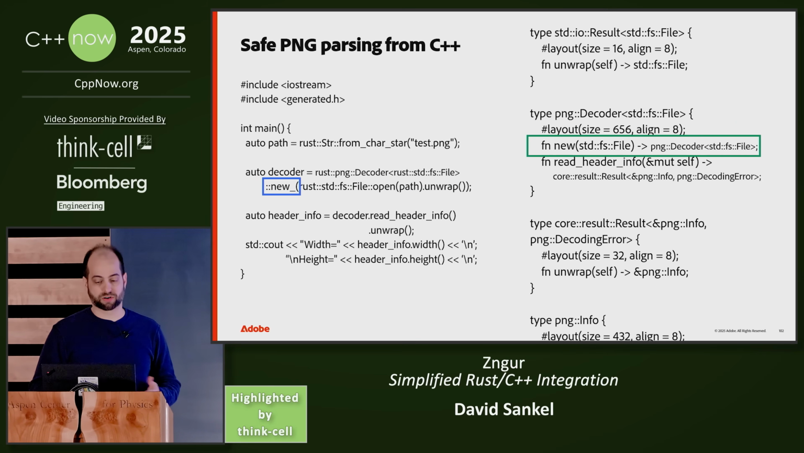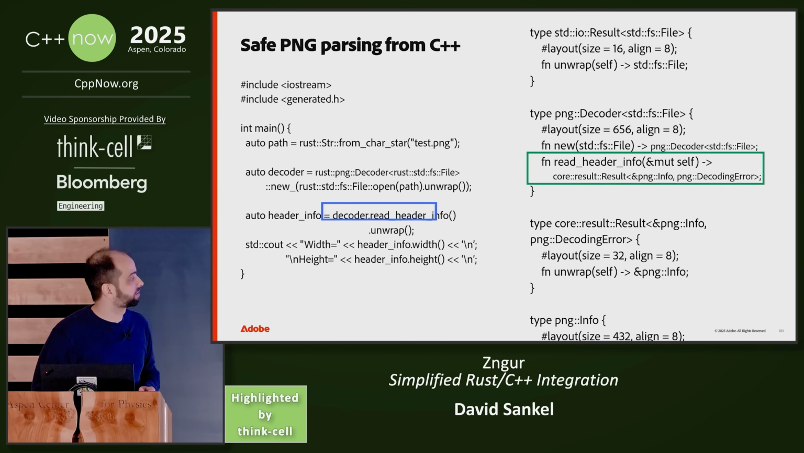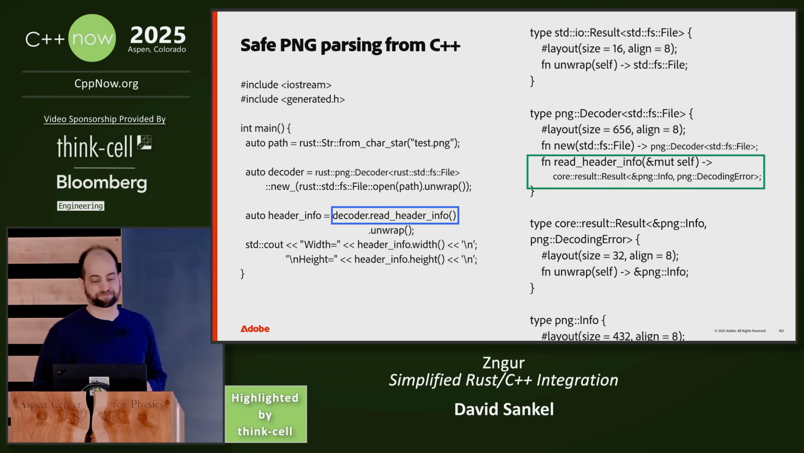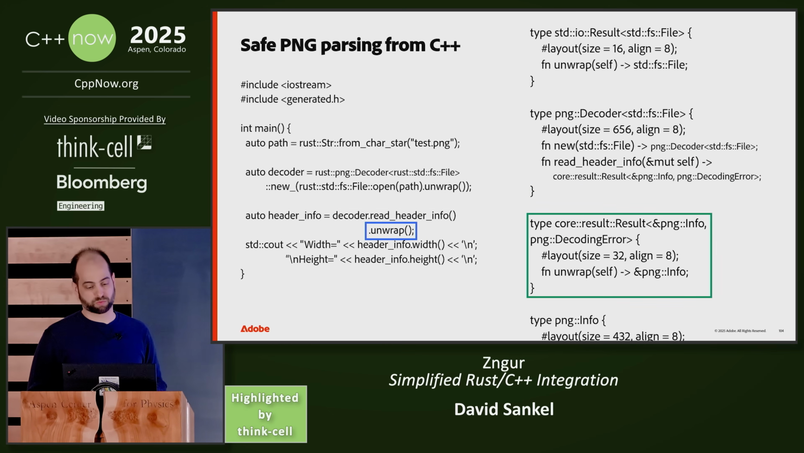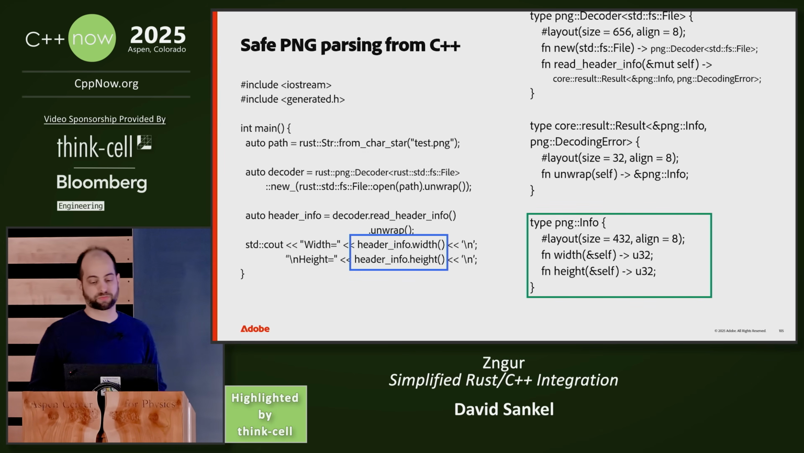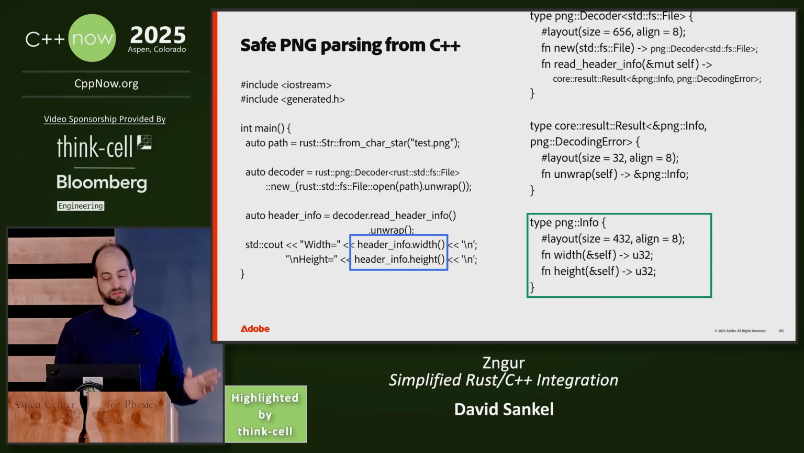Now our decoder object, we need to create this new function here, so we expose new for that. And we also need to expose read header info. And that returns a result, so we need to make sure we expose the result as well as its unwrap function. And then we have the width and the height functions. And that's it.